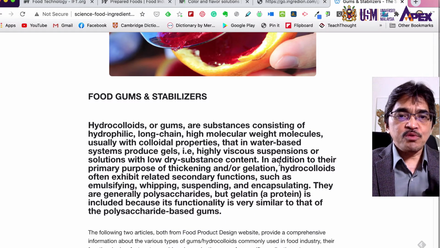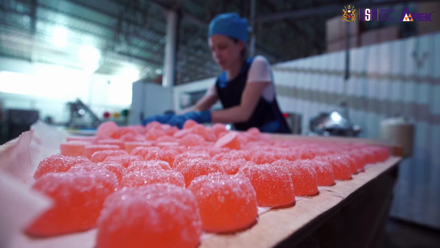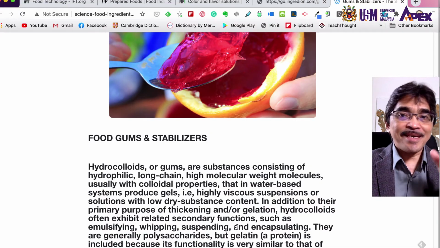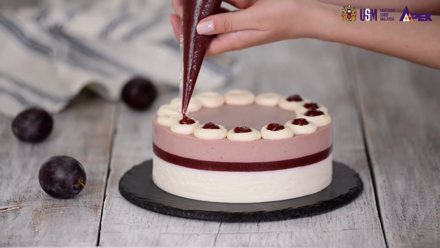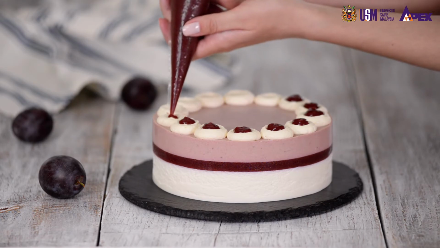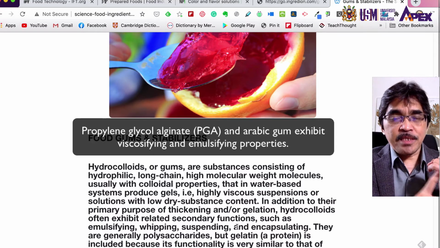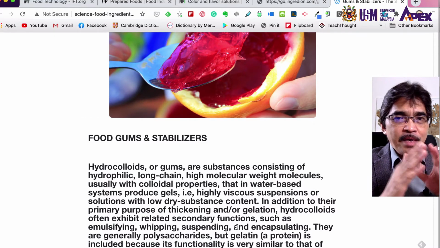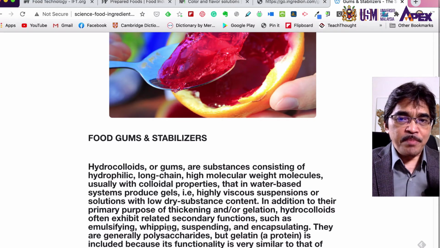In addition to their primary purpose of thickening, so it's a thickening agent or gelling agent, as you can see in the picture here, hydrocolloids often exhibit related secondary functions, such as emulsifying. Not all hydrocolloids can provide emulsifying property. There are only a few examples, for example propylene glycol alginate and Arabic gum. They can provide some emulsifying property, but the rest of the hydrocolloids cannot function as an emulsifier. Hydrocolloids can be used as a whipping agent, suspending agent, and also in the process of encapsulation.